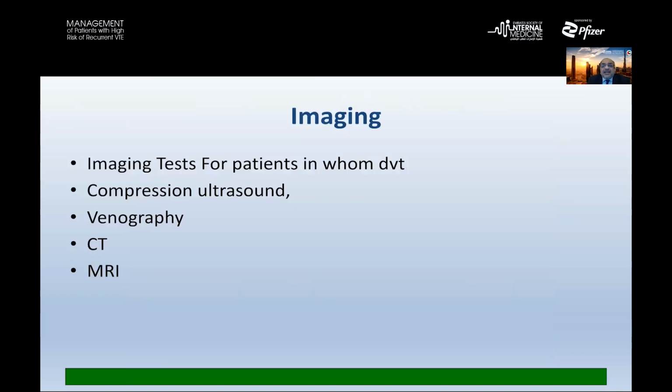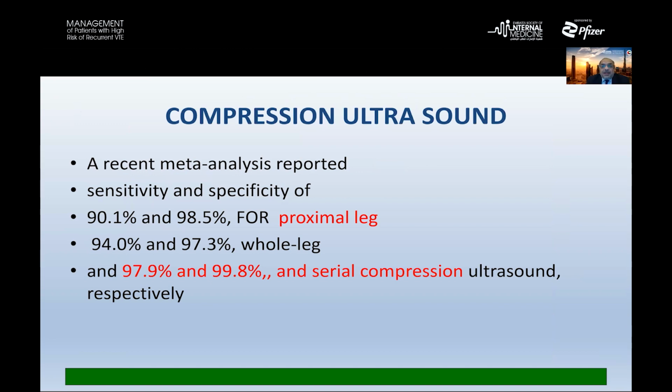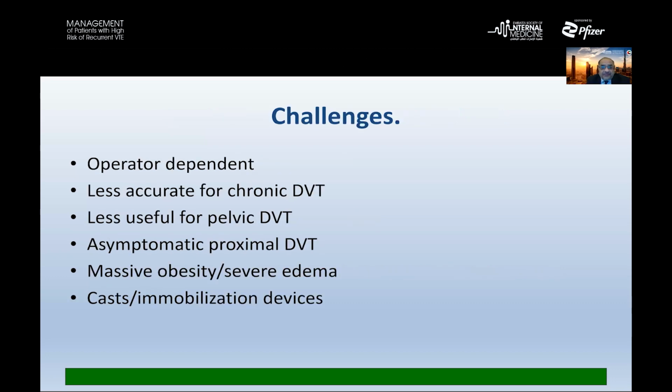The imaging, of course, as I say, compression ultrasonography is important. Venography, CT, and MRI, we will quickly go through. Normally in the UK, when we request someone to do the Doppler ultrasound, they do only the proximal leg ultrasound, unless I request them to do the whole leg ultrasound. I don't know what the practices in your area are, but normally proximal leg ultrasound sensitivity is 90 to 98%. The whole leg is again 97%. But if one is negative, sometimes you need to do serial compression. So when you request an ultrasound, please request your radiologist to do the whole leg ultrasound rather than only the proximal leg. Otherwise people think there is no distal or calf DVT.